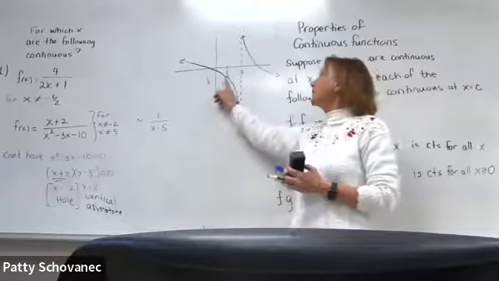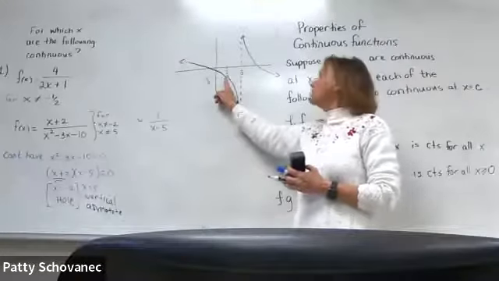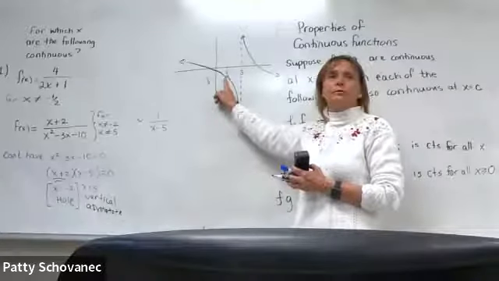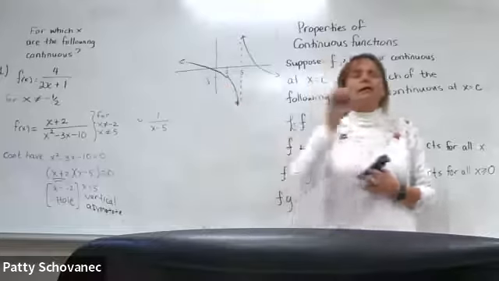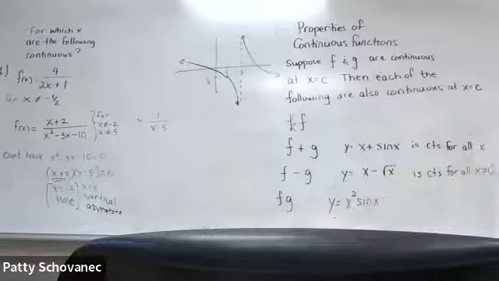Or I could say here, this particular function is continuous for x to the left of 2. It's continuous for x to the right of 2, but it's not continuous at x equal to 2. So we can talk about continuity from the left and the right.